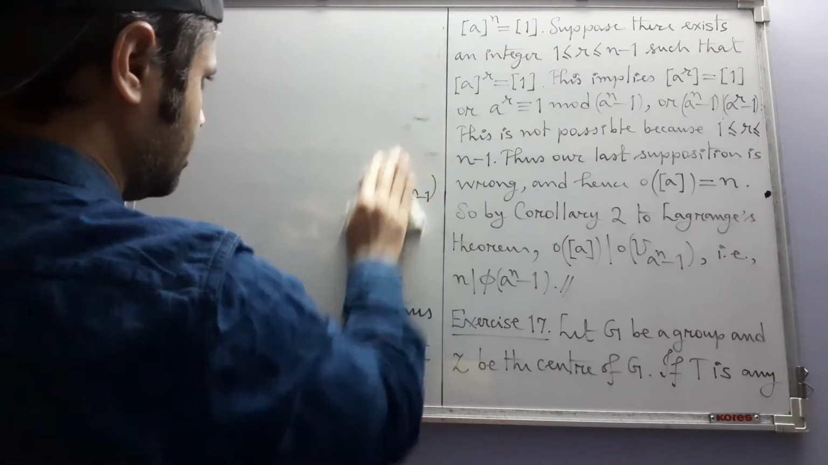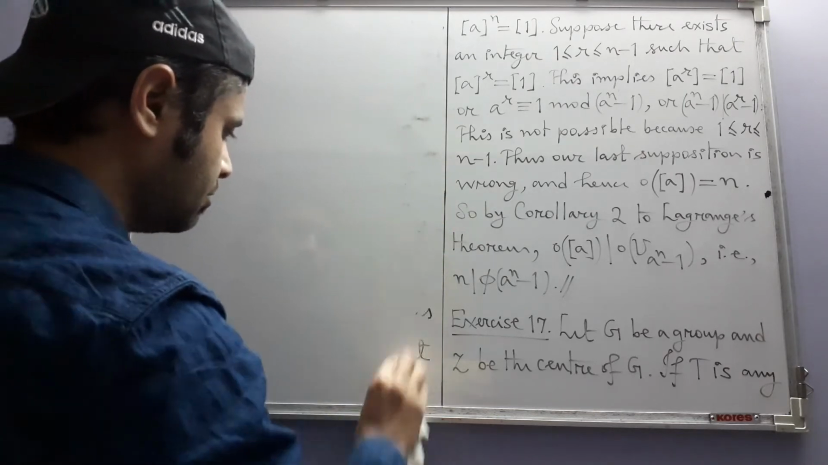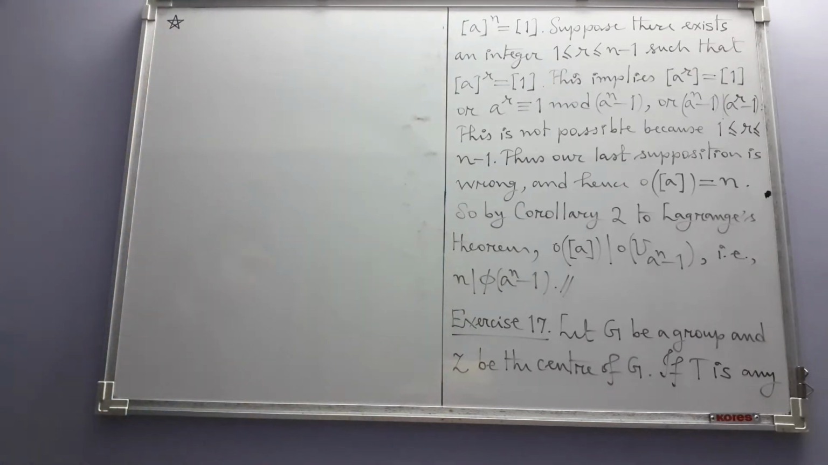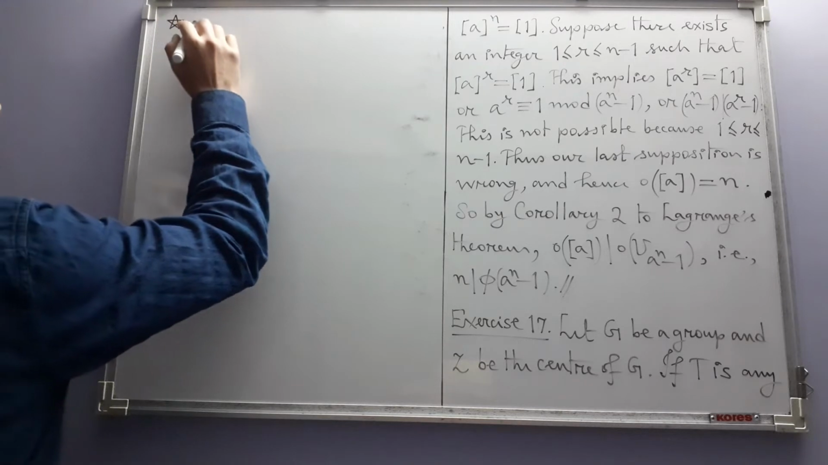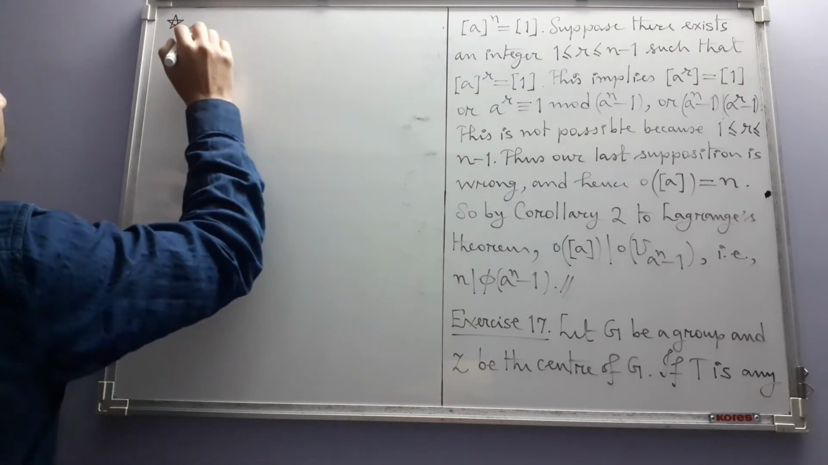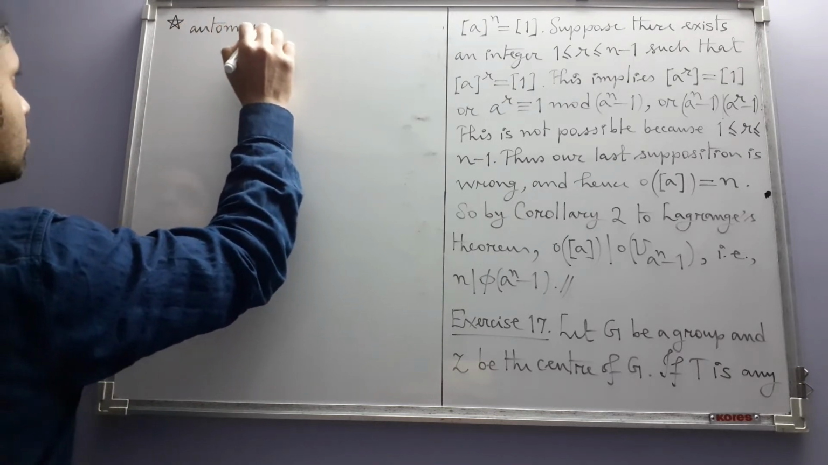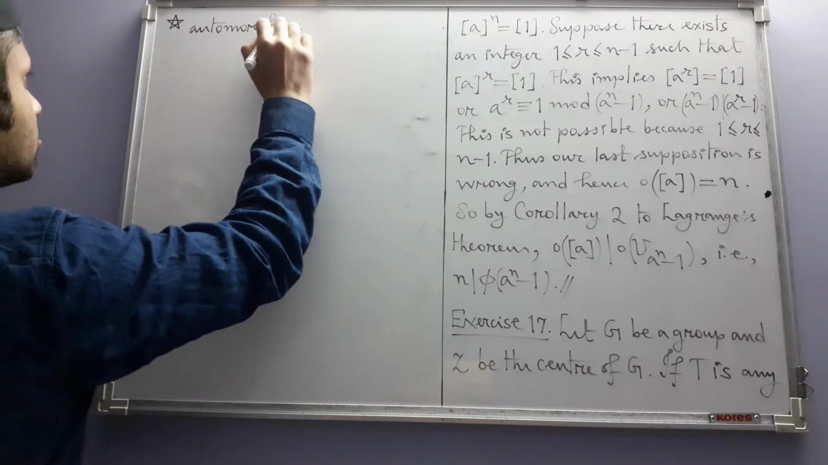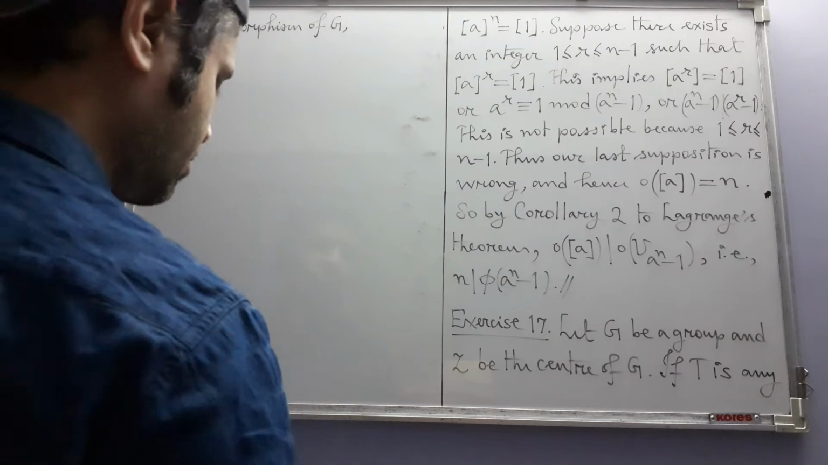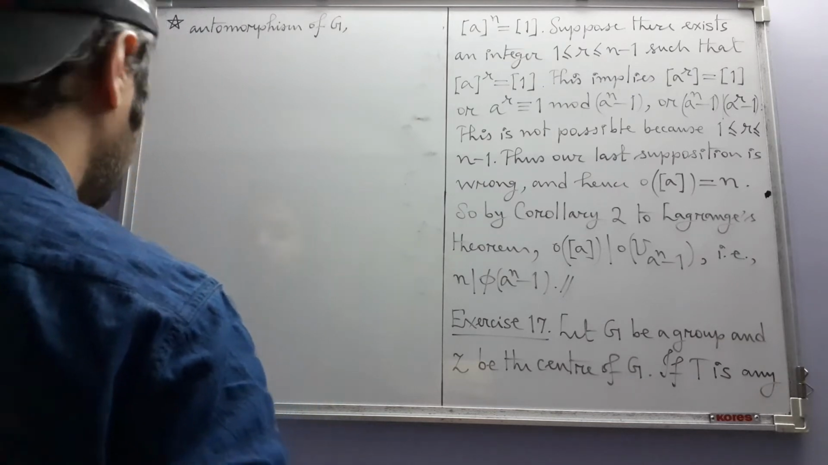Okay, so now in this one, we are given a group G and its center is given. If T is any automorphism, then the center is invariant under T. Prove that.